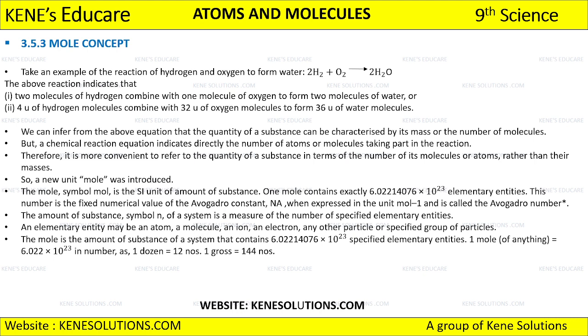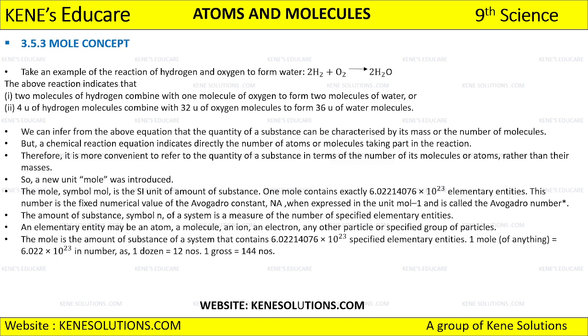Okay, so mole is the amount of substance of a system that contains 6.022 into 10 raised to 23 specified elementary entities. How much amount of substance is present in 1 mole? It contains 6.022 into 10 raised to 23 specified elementary entities altogether. And always remember, 1 mole of anything is going to be equal to 6.022 into 10 raised to 23 number.